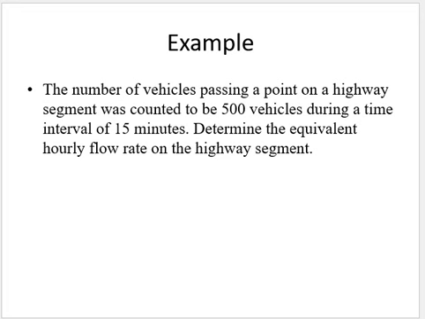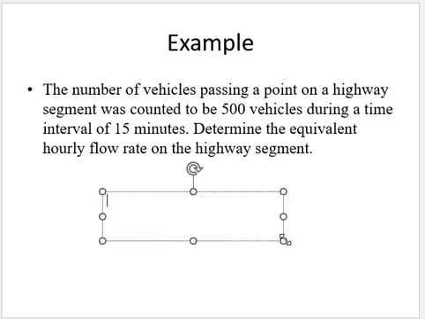Okay, so for example, you have a number of vehicles passing a point on a highway segment and that was counted to be 500 during an interval of 15 minutes. Find out the equivalent hourly rate for this segment. So they counted 500 vehicles in 15 minutes. How many in 1 hour? What is the rate of flow for 1 hour? Tell me. So I need the Q value.